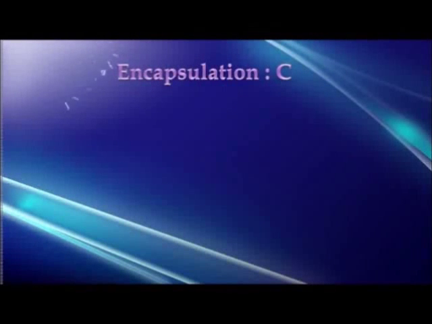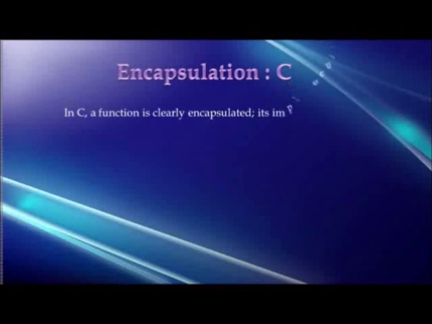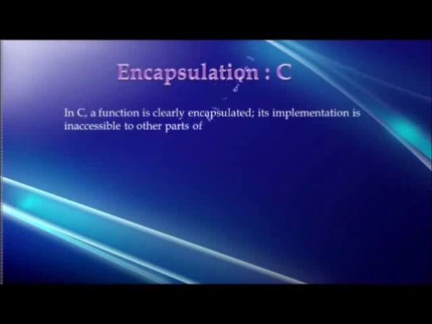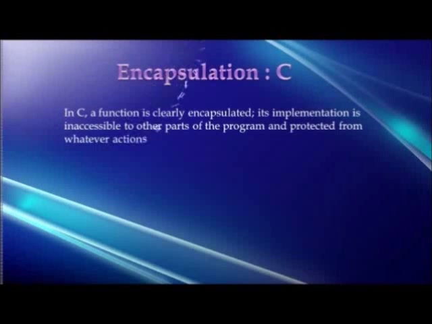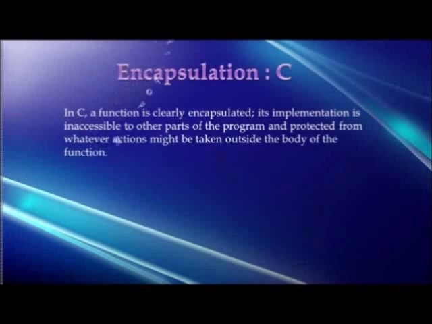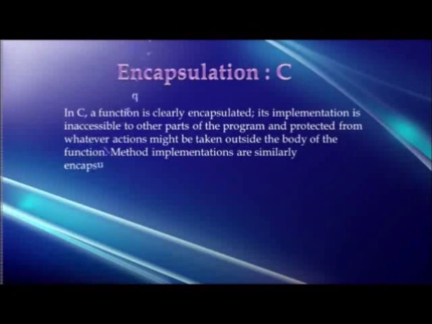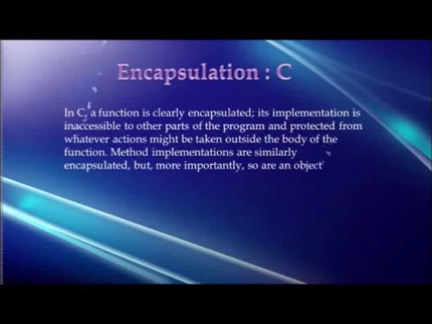Encapsulation, C. In C, a function is clearly encapsulated. Its implementation is inaccessible to other parts of the program and protected from whatever actions might be taken outside the body of the function. Method implementations are similarly encapsulated, but, more importantly, so are an object's instance variables.